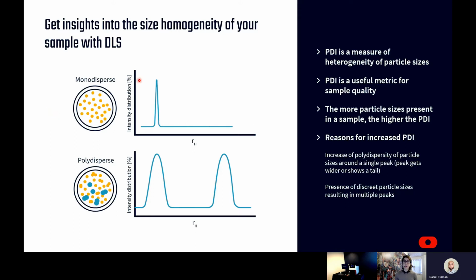In the intensity distribution plot, we see a single sharp peak indicating there's one species present, and it's very monodisperse. In the figure on the bottom, we have a polydispersed sample, and in the intensity distribution plot, we have two distinct peaks indicating different particles with different sizes, and these peaks are rather broad, indicating more polydispersity of those particle species.